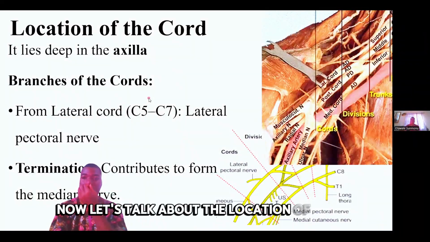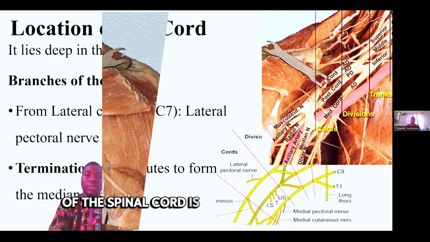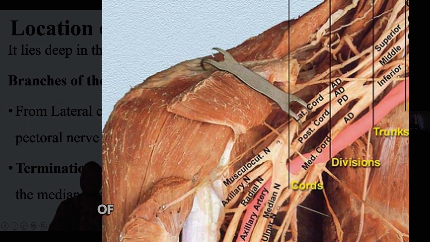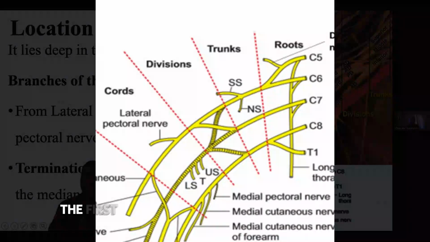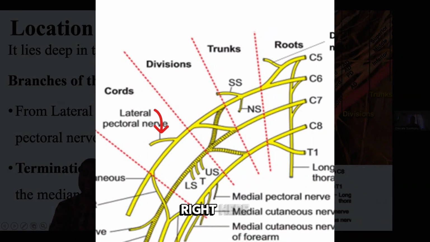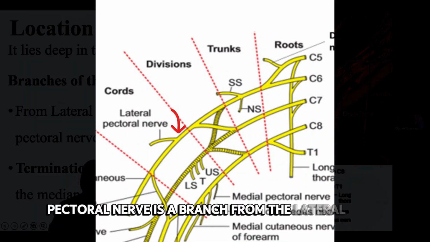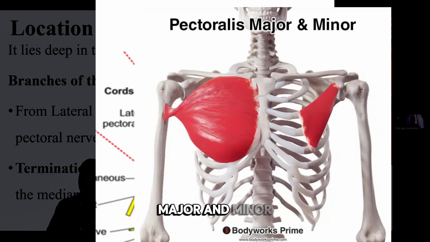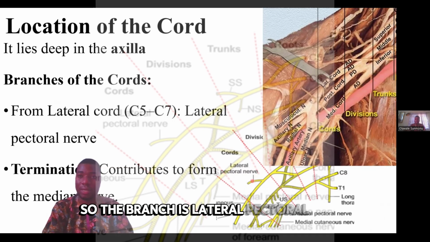Now, let's talk about the location of the cord. The cords are located in the axilla or armpit, and there are branches of nerves that arise from the cords. The first branch is the lateral pectoral nerve, right here. So the lateral pectoral nerve is a branch from the lateral cord. Now, this lateral pectoral nerve supplies the pectoralis major and minor.